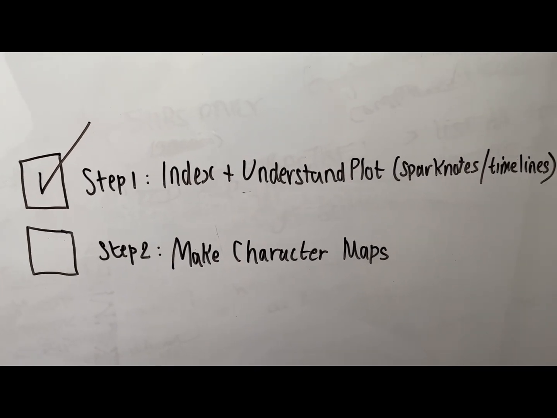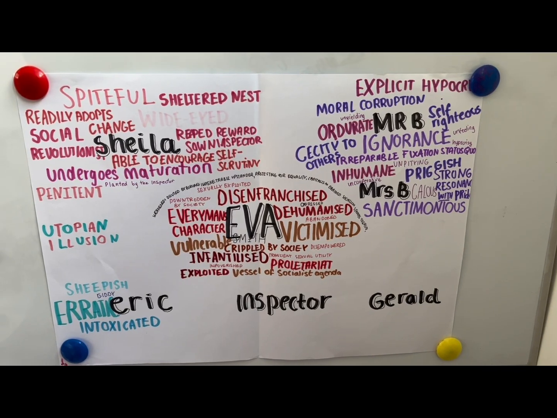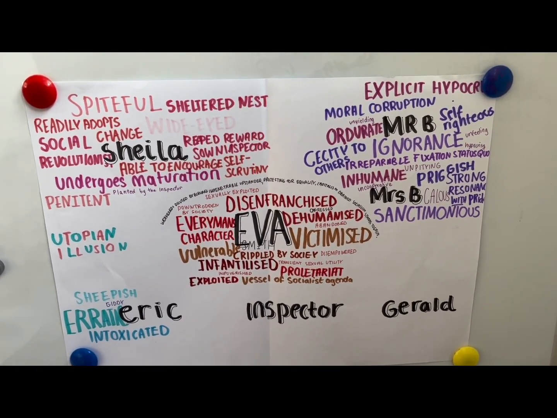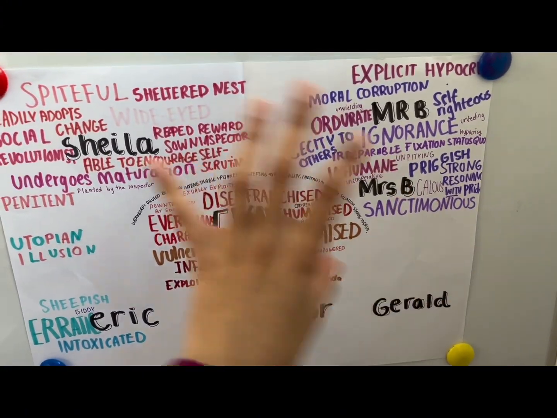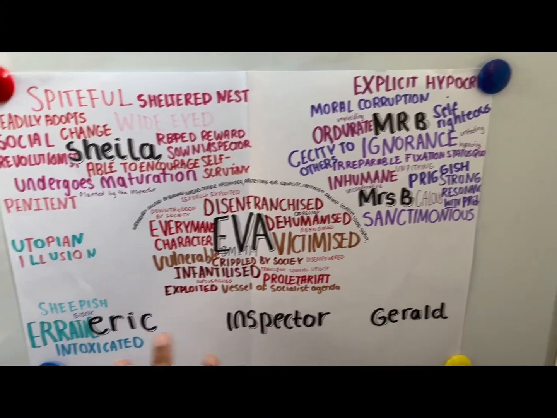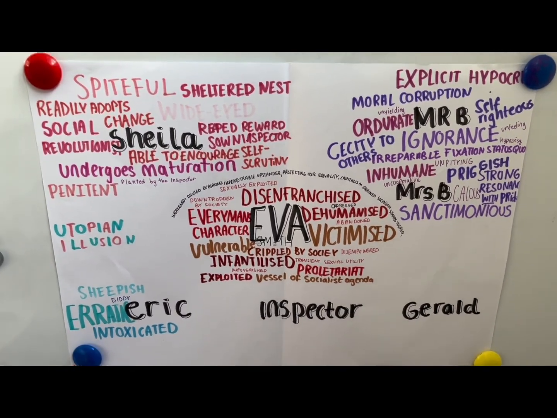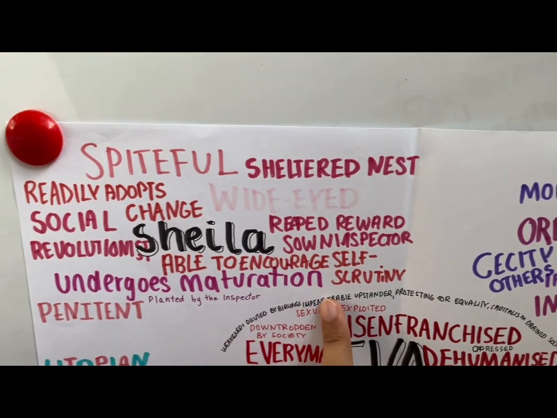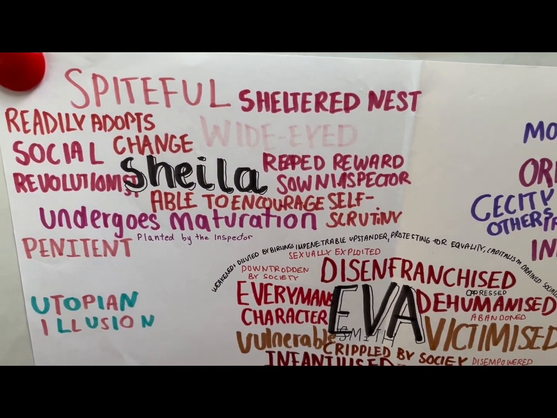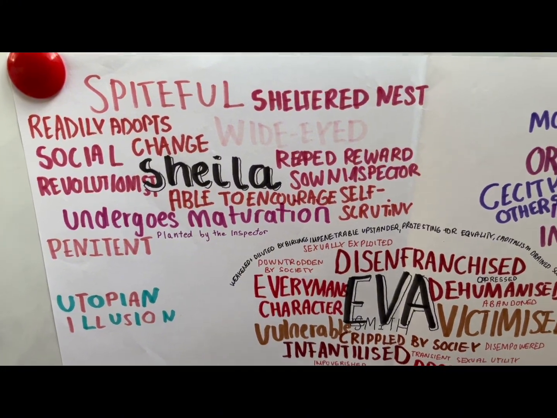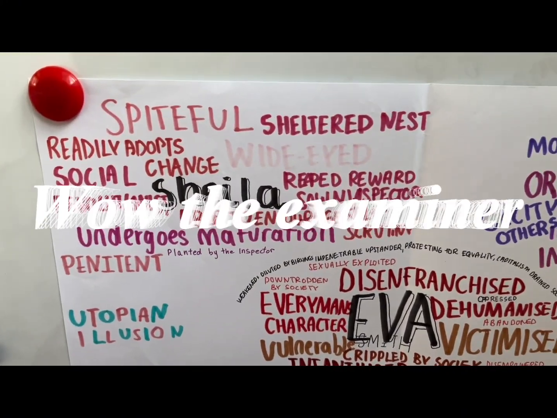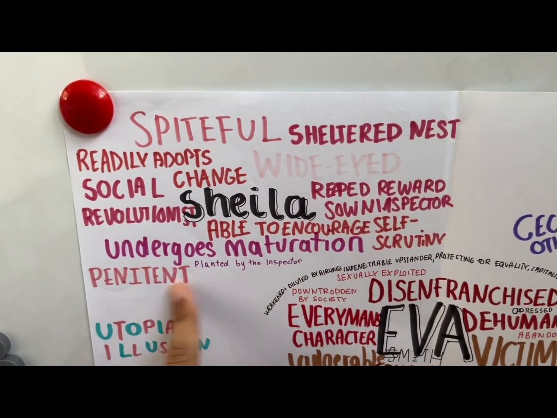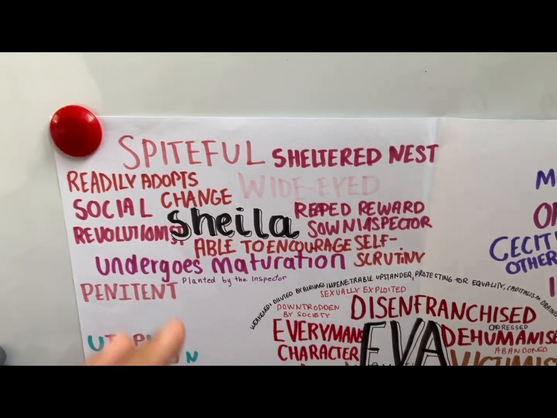Moving on to step 2, which is making character maps. This is a character map that I made for my GCSE English and An Inspector Calls. I know lots of you do this, so you can find this helpful. So what you can see here are different characters all written across this A3 piece of paper. Now, around these characters, you can see loads of different words. And I've used some really interesting words that if I was to implement them in my essays, I would get 4 marks just because it would wow the examiner. So for example, Sheila is spiteful, she's sheltered, wide-eyed, she undergoes maturation, scrutiny. So key things about each character.